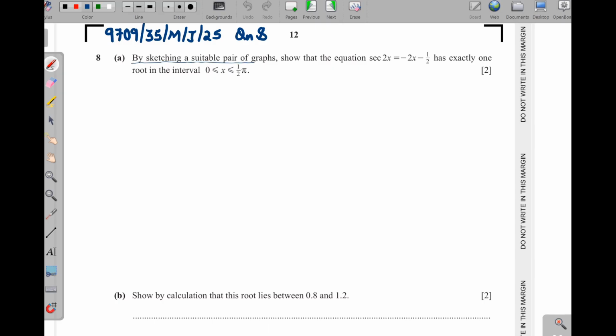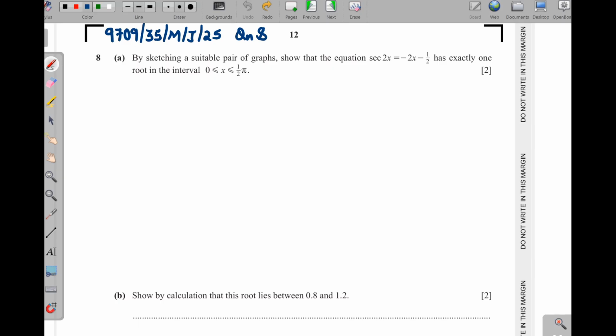By sketching a suitable pair of graphs, show that this equation here has exactly one root in this interval. Now this equation here cannot be solved using the usual algebraic methods. So that means we are supposed to use numerical methods. So that's why here they are telling us to show that the root lies in between those two. And then the last part then has to be to get the root of that equation.